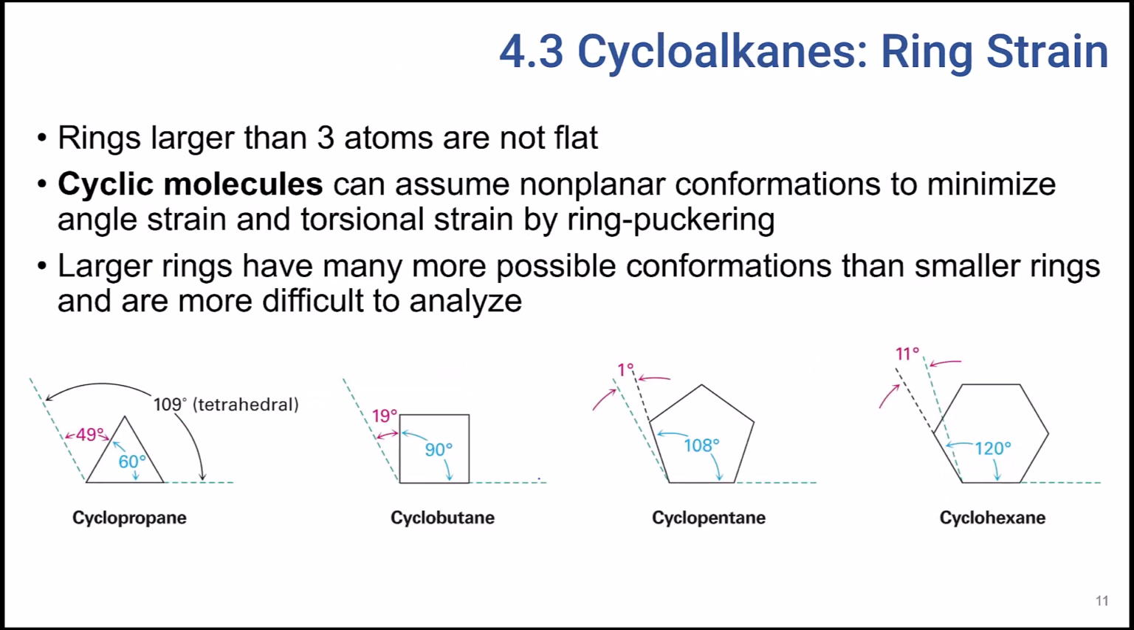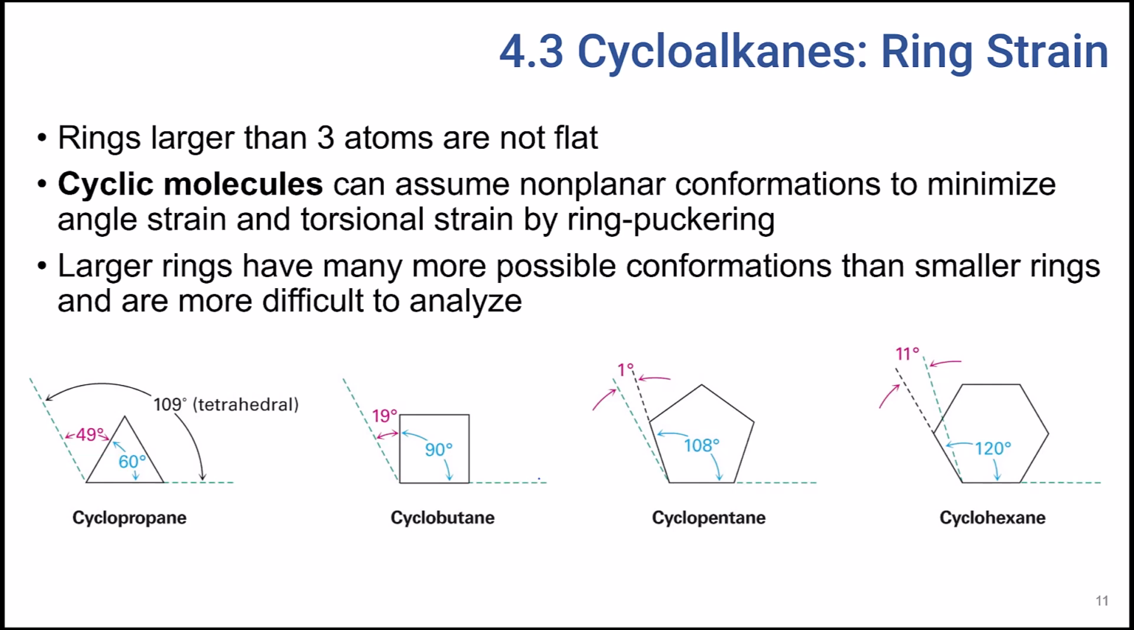Rings that are larger than 3 atoms will not be flat. These cyclic molecules can take on different shapes so that they can minimize their overlap. So if you think about the Newman projections, if they're flat, a lot of these things are going to overlap, and they don't want to do that. So bigger rings can have more conformations because they can kind of stretch out a little bit, and the smaller rings are more difficult to analyze and try to get into a comfortable position.